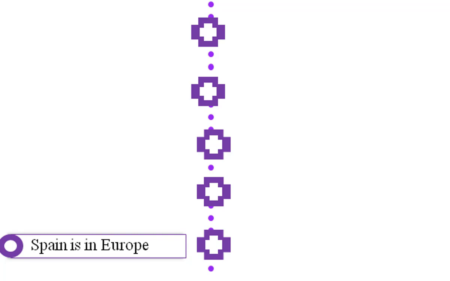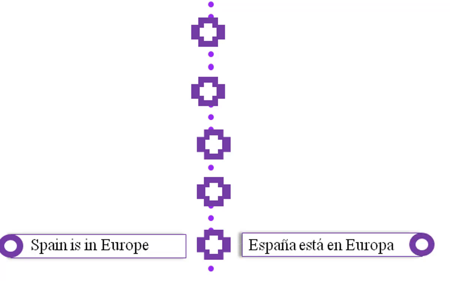Spain is in Europe. Yes, we were talking about location, although this seems like a permanent condition. But to define location, we'll use conjugation of estar. España, so we are talking about third person form. España está en Europa. Spain is in Europe.